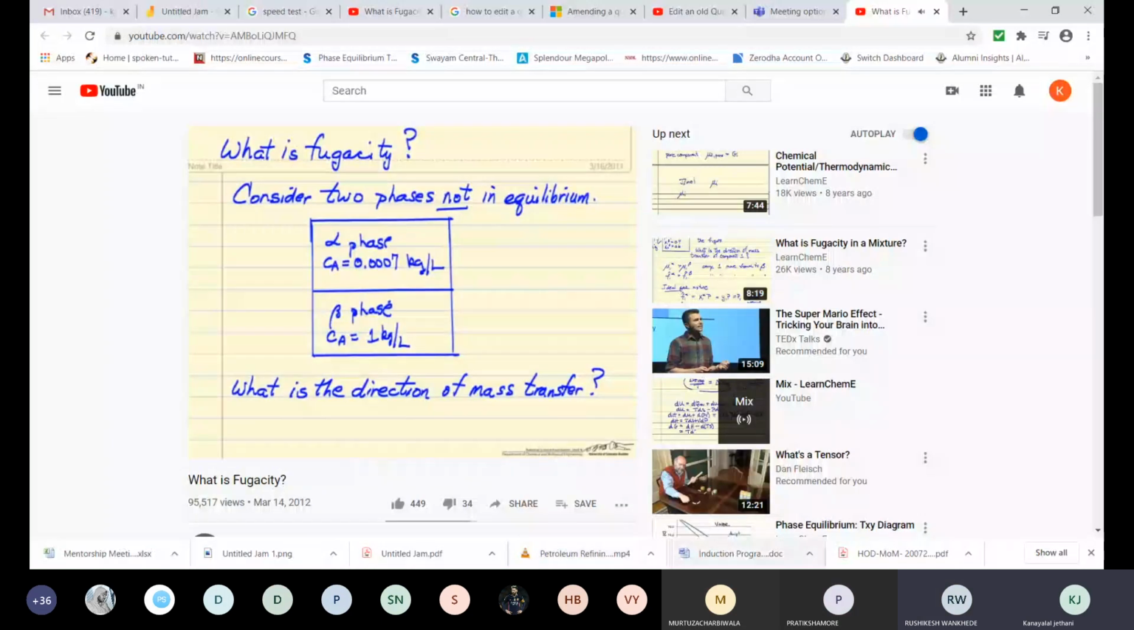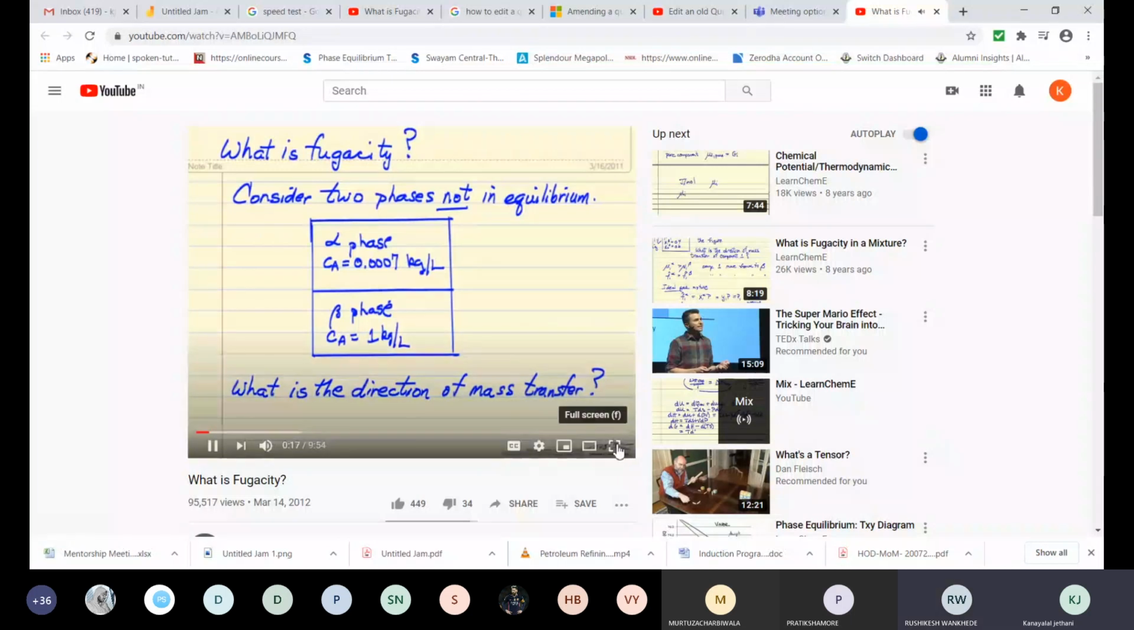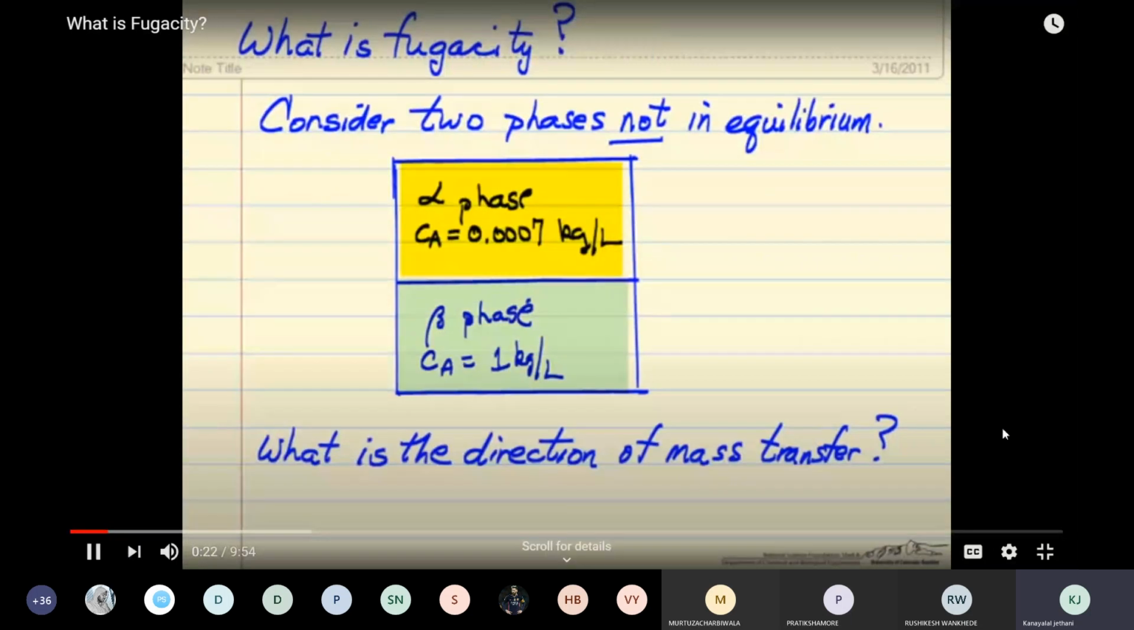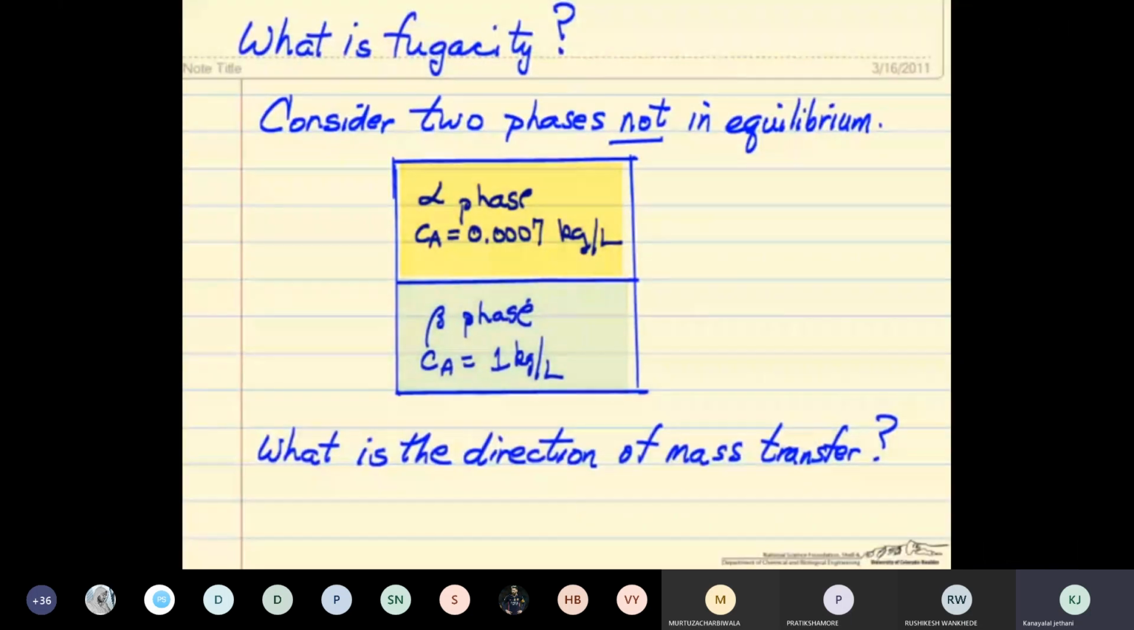In this video, we will try to describe the idea of fugacity, why it's important, where it comes from, why we're interested in using it. And we'll start out by looking at two phases, an alpha phase and a beta phase. We won't specify any more about the phases right now. But what we're showing is the concentration of component A in each of the phases.